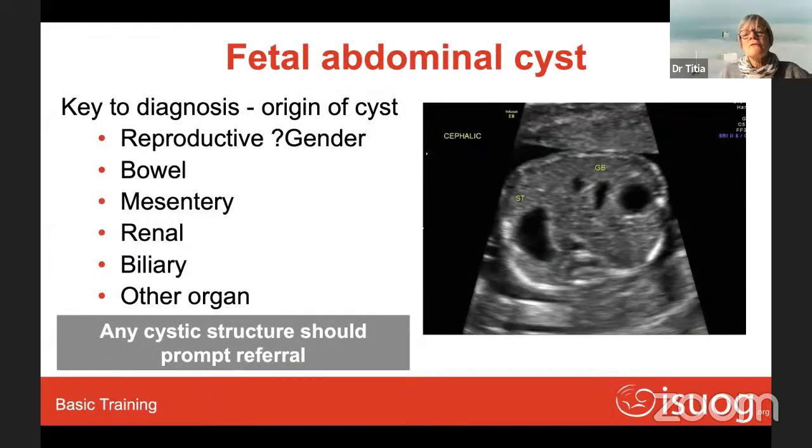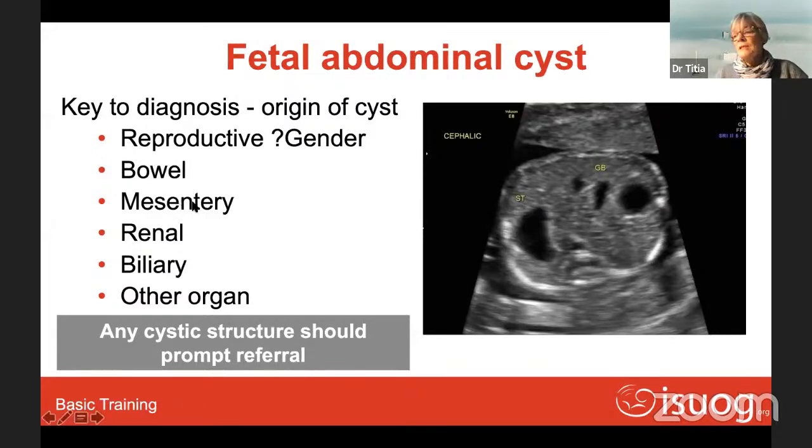Well, then there are various abdominal cysts you may encounter from the reproductive tract. And then it's important to know the gender, because one of the most common cysts is the ovarian cyst, which you usually only see in the third trimester, sometimes beyond 24 weeks. If you see it before 24 weeks, it's highly likely not to be an ovarian cyst and it should be something else. You may have a bowel duplication.